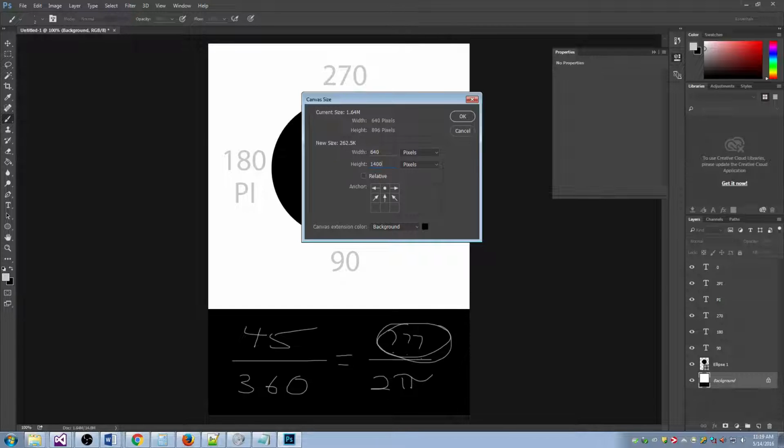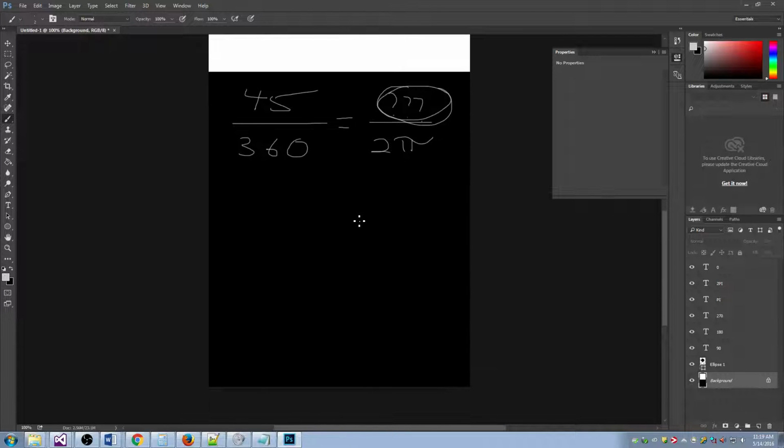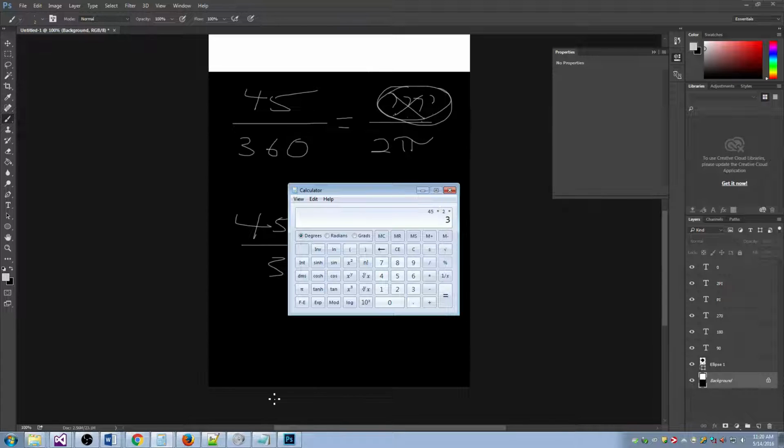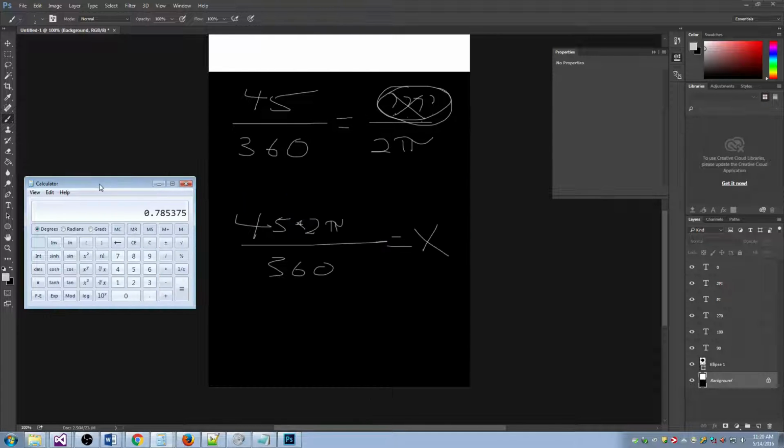I think it's good to know. So how do you solve for this? If this is our unknown x, you multiply both sides by 2 pi, so 45 times 2 pi over 360 is equal to our answer x. So what is this answer right here? 45 times 2 pi over 360, if I put that in the calculator, 45 times 2 times 3.1415 divided by 360, 0.78.